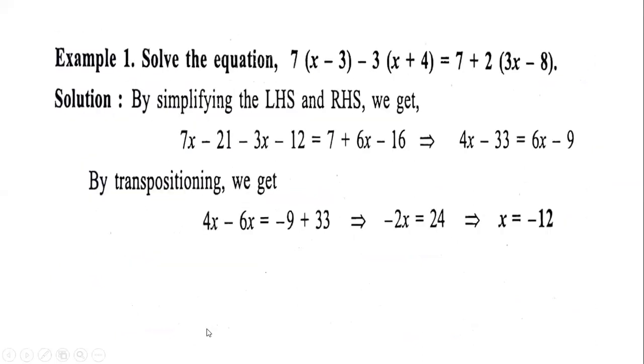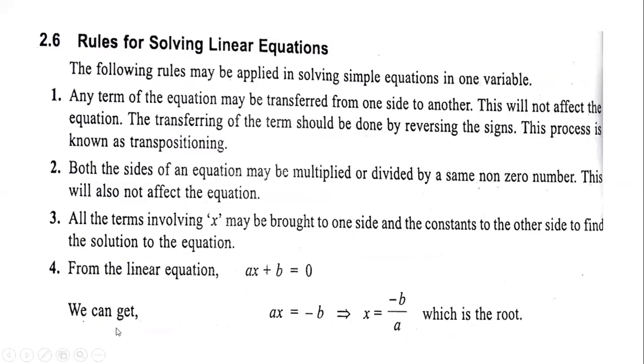Okay, so let us go for the rules. Before we go to problems, we'll go for the rules. We'll understand a few rules here. So, rules of solving linear equations. Now, any term of the equation may be transferred from one side to another. This will not affect the equation. The transferring of the term should be done by reversing the sign. This process is known as transposition.